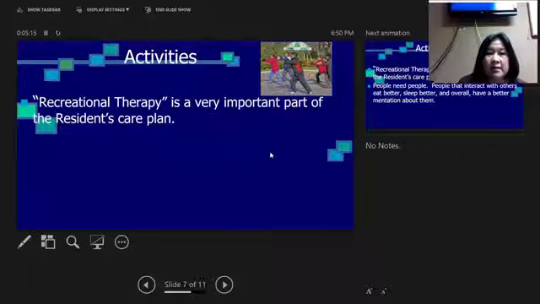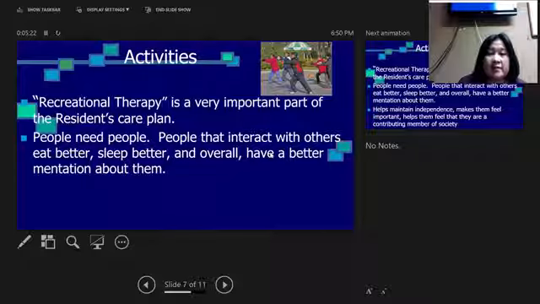Activities, again, extremely important. Recreational therapy is a very important part of the resident care plan. They have things that are planned, but then if you do extra things for them, go let the activity coordinator know that you read a book to them, that you helped them listen to their music, that you did a one-on-one activity with them so we can chart that interaction as well.